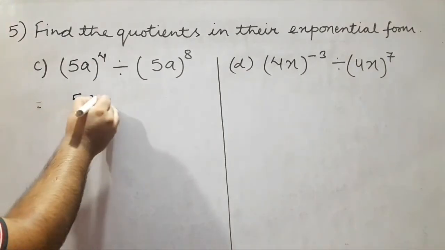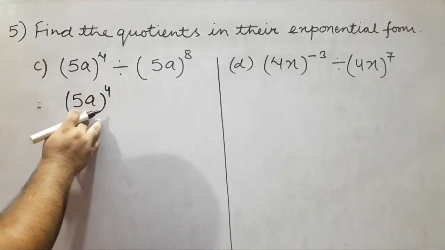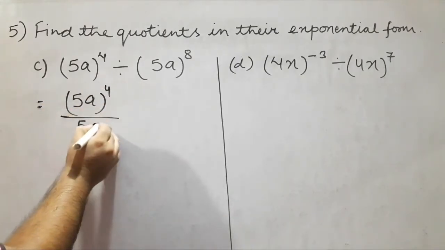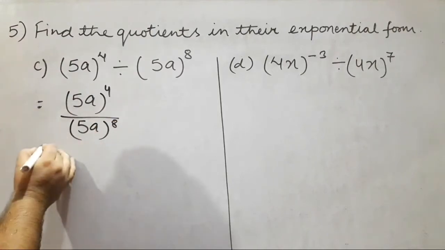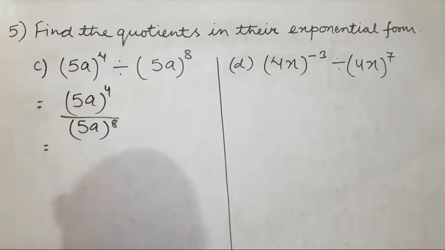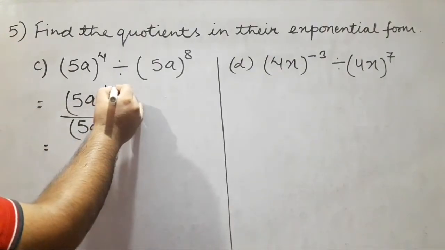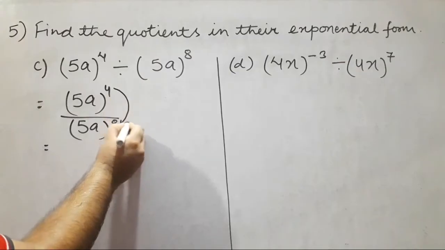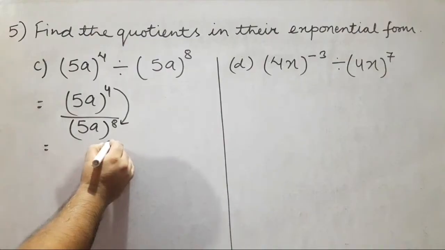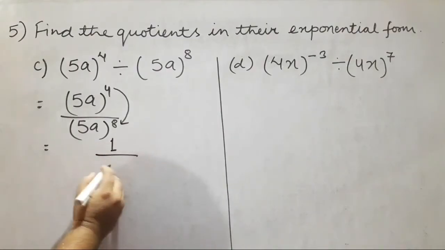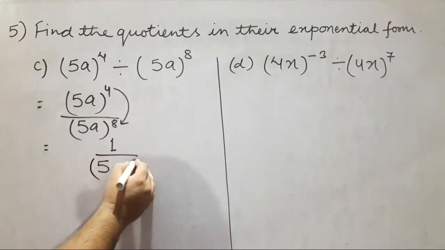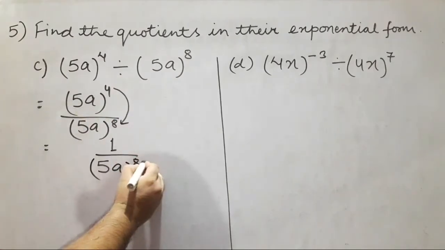Question number C. 5a power 4, bracket 5a power 4 divided by bracket 5a power 8. Now here our base is bracket 5a. Now this power is smaller. Now this power will be subtracted from greater power 8. So in the numerator there shall be nothing, that is 1 by bracket 5a. Do not forget to write bracket, power 8 minus 4.